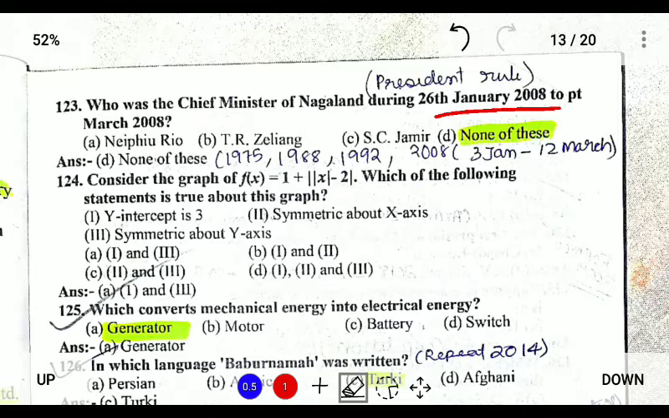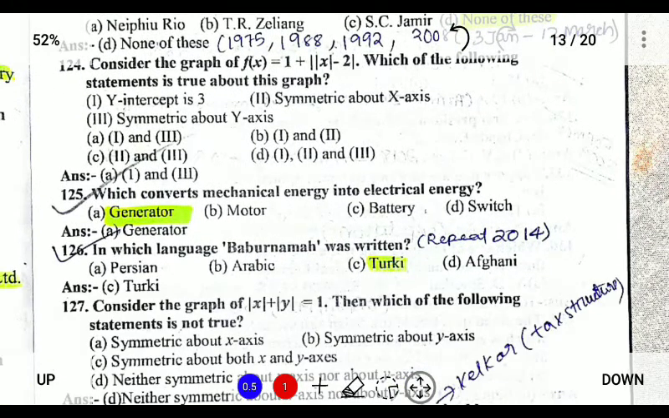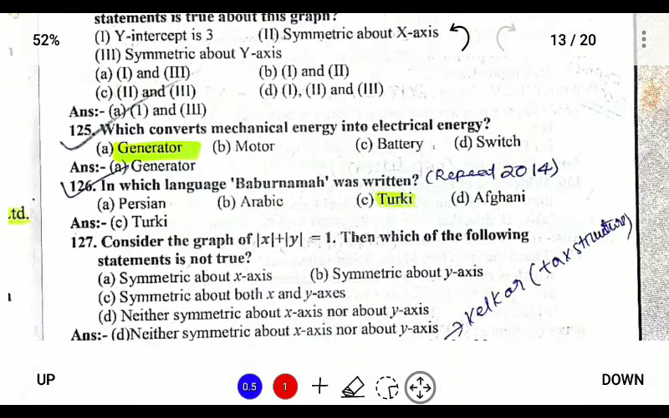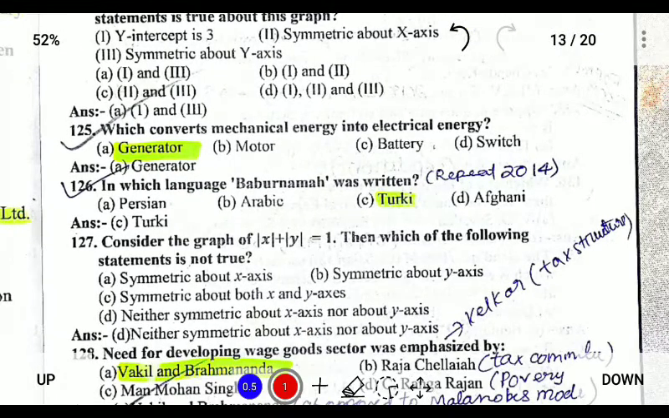Next, which converts mechanical energy into electrical energy? So generator is a device that is used to convert mechanical energy into electrical energy. Motor is a device that converts electrical energy into mechanical energy. Battery converts chemical energy into electrical energy. And switch is used to turn electrical equipment on and off.